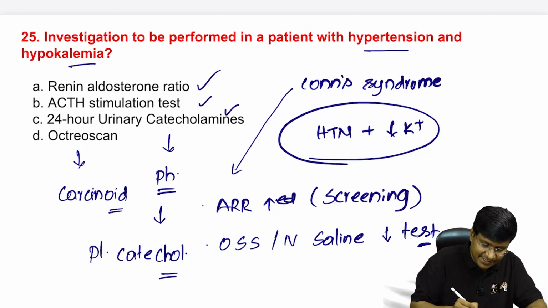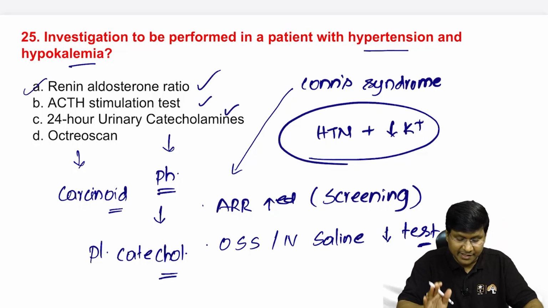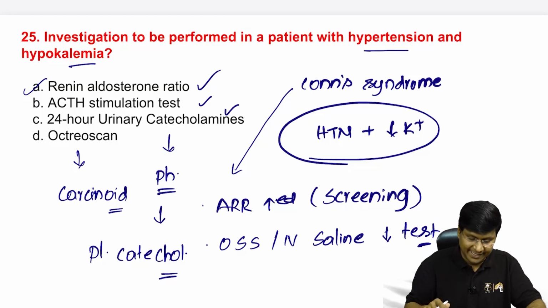So the answer here is the aldosterone-renin ratio for an individual with hypertension as well as hypokalemia. Right, next question.